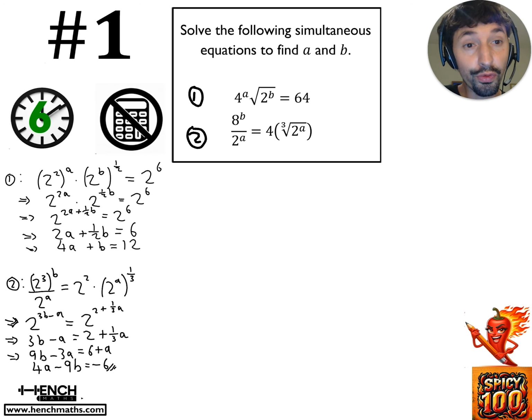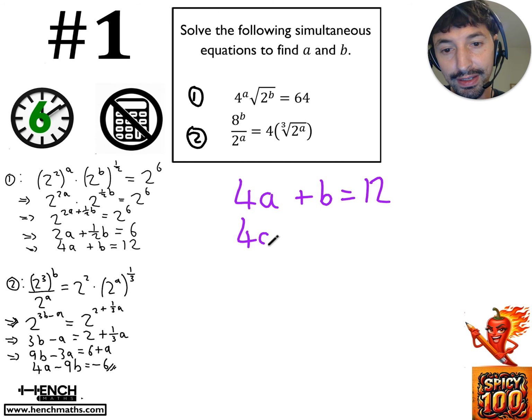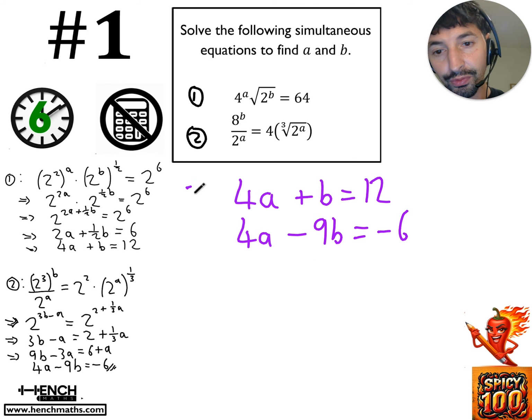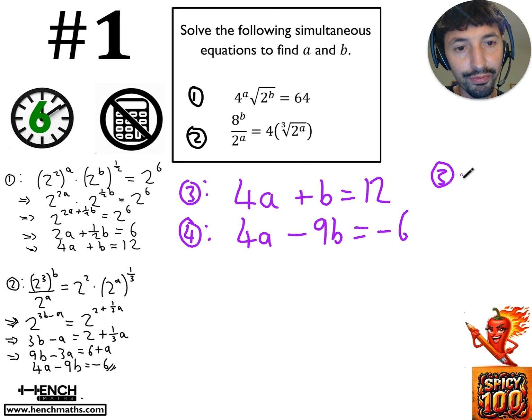Now we just need to solve these two simultaneous equations. I think the trickiest part is actually creating these equations. So let's write these one above the other. We've got 4a plus b is equal to 12, and 4a subtract 9b is equal to negative 6. I'm going to call this one 3 and this one 4, as we used 1 and 2 already. Because we've got the same amount of a's, if we subtract one from the other, they'll cancel out. So we're going to do equation 3 subtract equation 4.